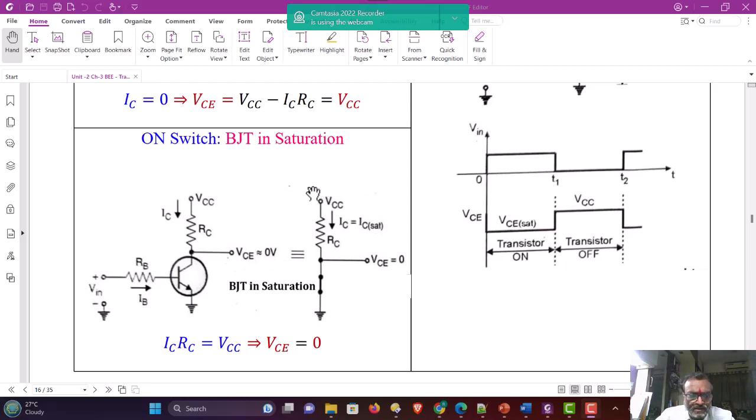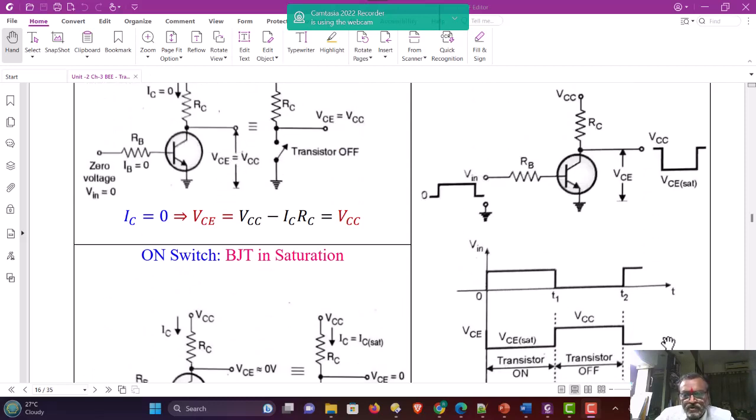If you compare it with a switch, when switch is on, see, the output terminal is connected to ground. So output voltage across the switch when it is on is 0. And current flowing through the switch is whatever the current that is coming through RC. So when switch is on, the current is maximum and voltage across it is 0. Same thing happens in BJT whenever it is in the saturation state, and therefore we can say that BJT can act as an on switch whenever it is driven into saturation.